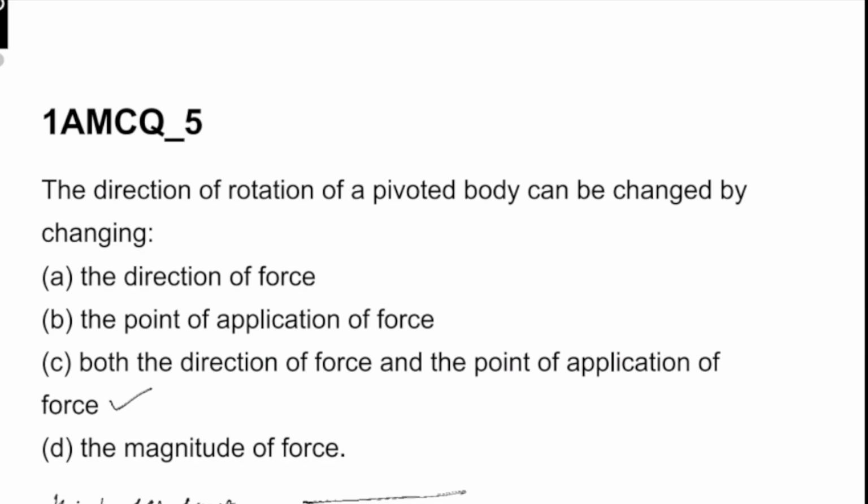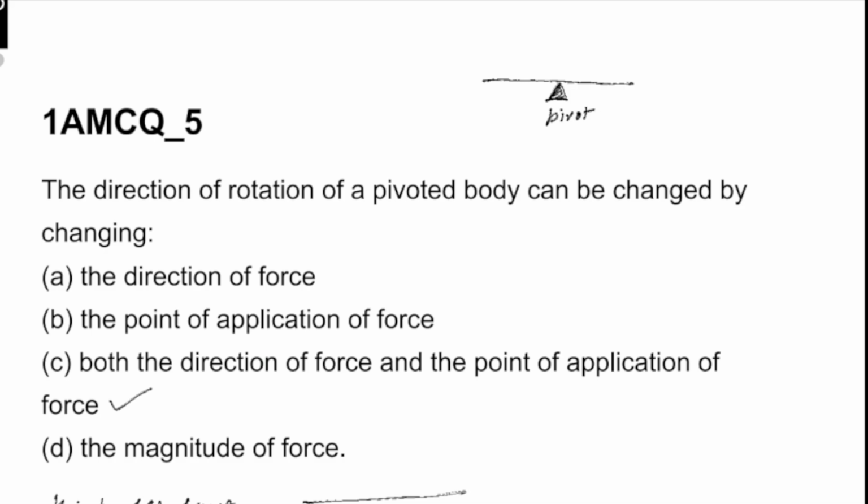Let's see this question. The direction of rotation of a pivoted body can be changed by changing what? So if we want to change the rotation of a pivoted body, what can we do about it? For example, in these kinds of questions, we can draw a figure. So I've drawn a small seesaw. Let me draw it here for you. Let's say a pivoted body, a bar, and this is my pivot.